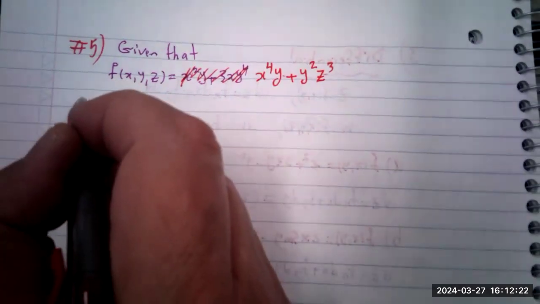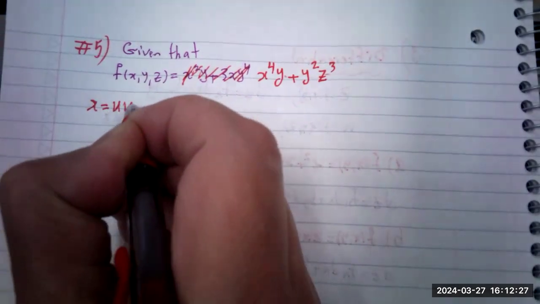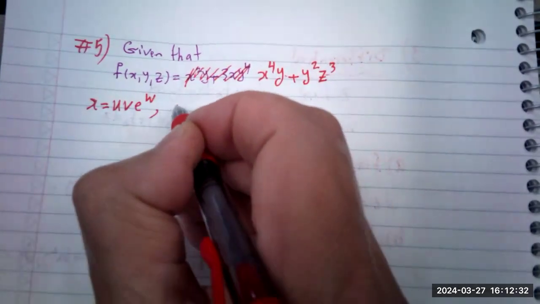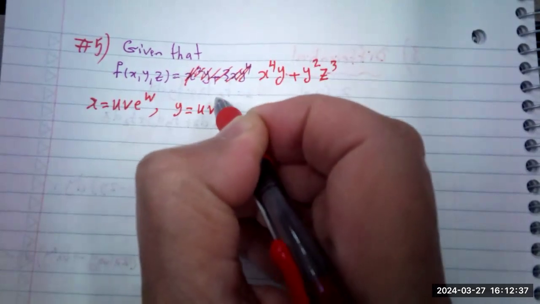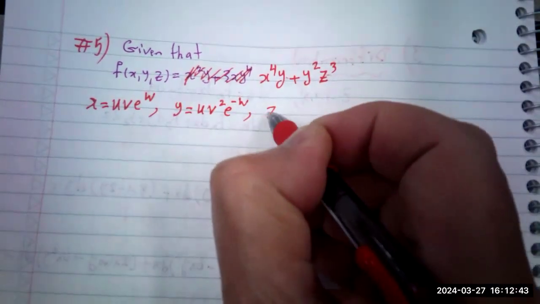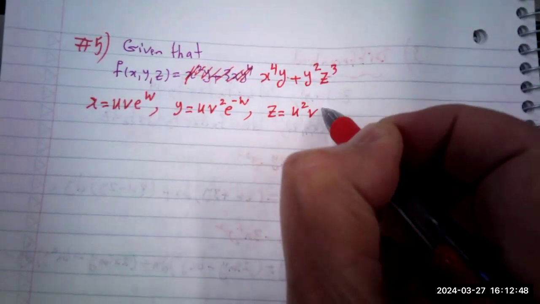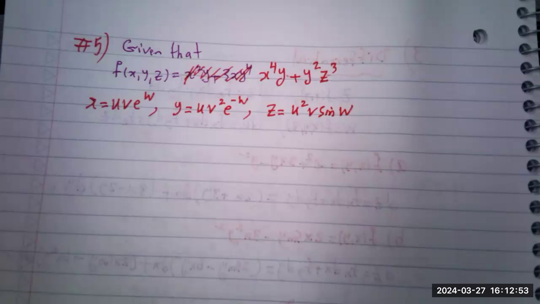Then your x is a function of u, v, and w: u v e to the w. Then your y is u v squared e to the negative w. And your z is u squared v sine of w. So f is a function of three variables, and x, y, z are functions of three variables too.